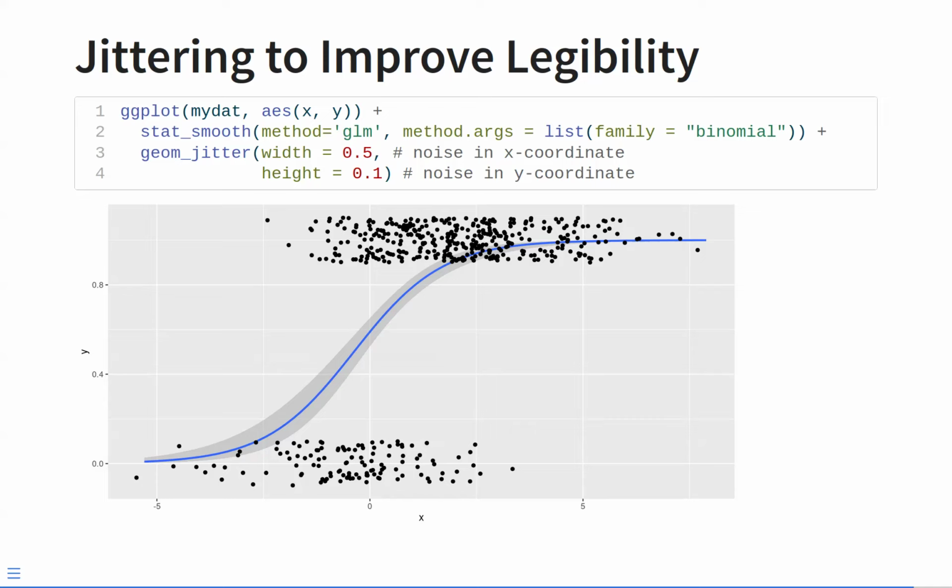But now we can actually see that there's not that many observations for which y is 0. That wasn't really obvious in the previous plot because so many of those black dots were covering each other up that we couldn't really see how many of them there were. So jittering can be a nice way to improve legibility in your plots when you have one coordinate that can only take on a discrete number of values.